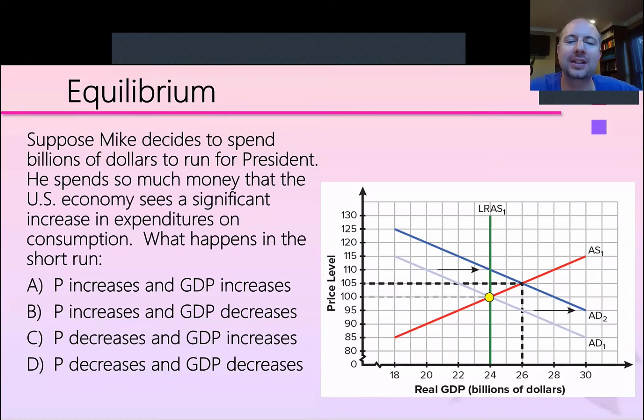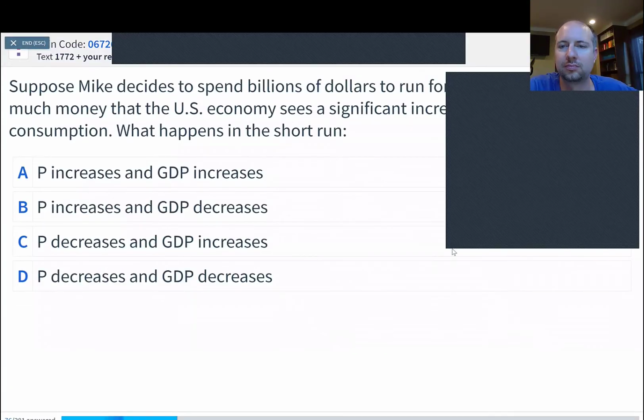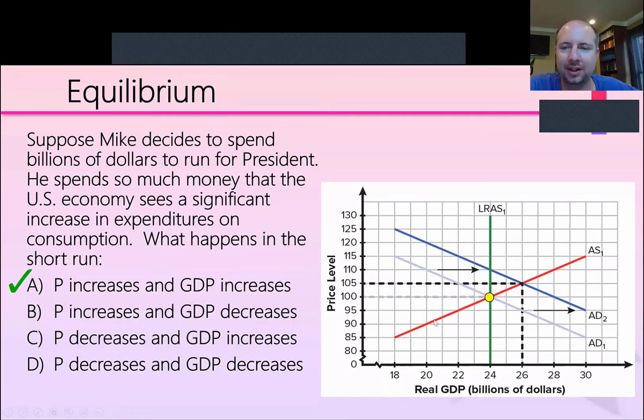So what happens in the short run to price level and GDP? How do we get there? Well, follow the yellow ball. We're going to go from aggregate demand 1, shift over to aggregate demand 2. The ball moves that way. And our price went from 100 up to 105. And our GDP went from 24 up to 26.